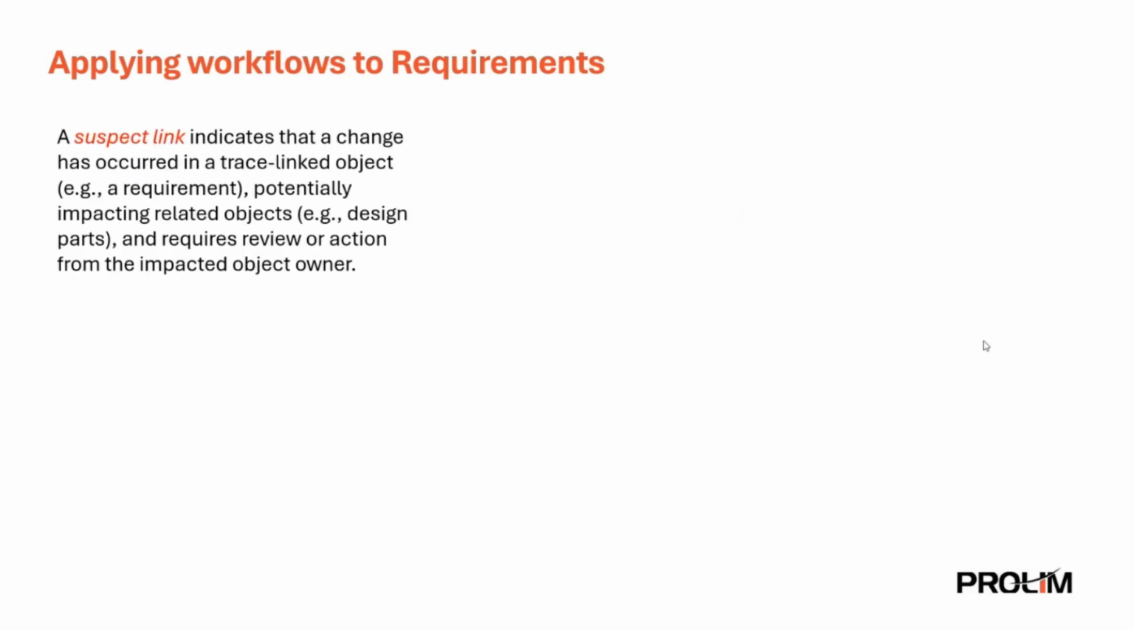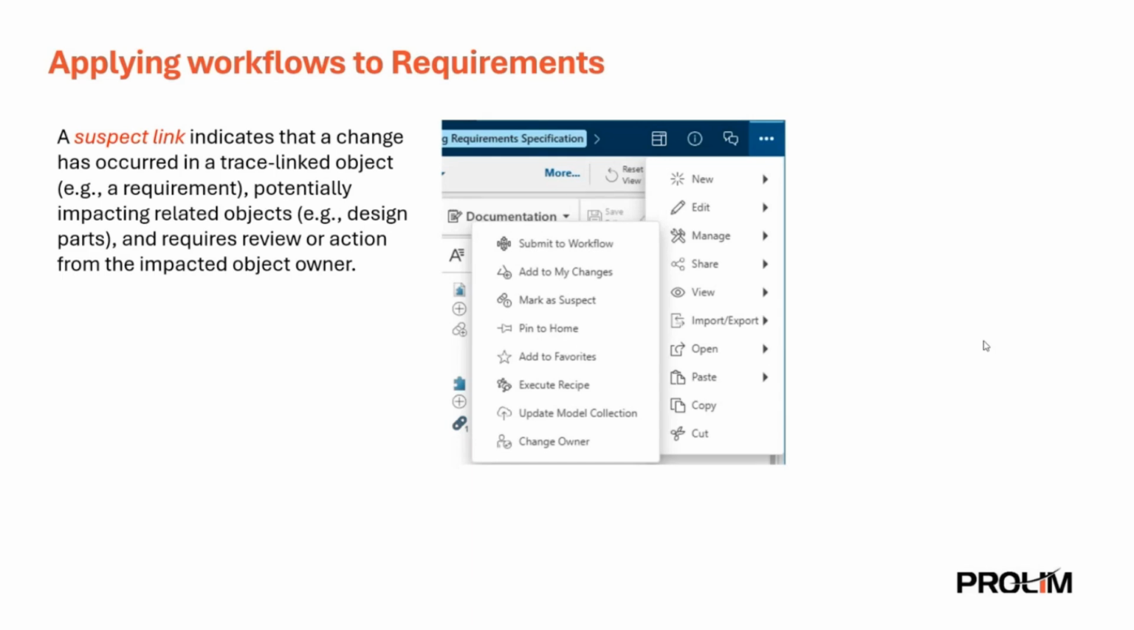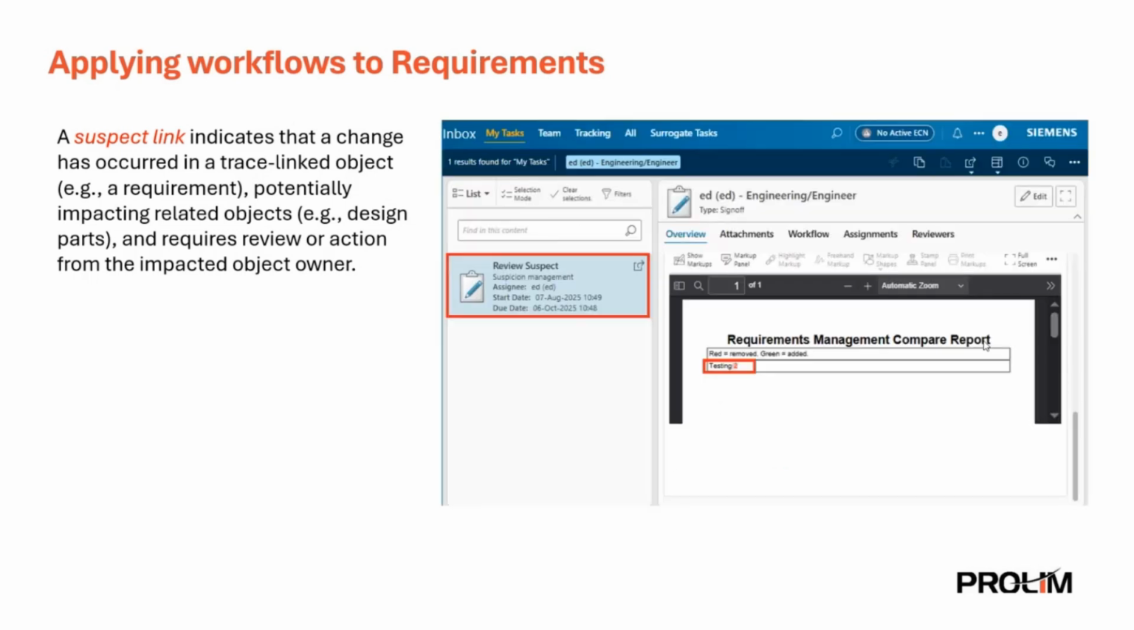Trace links connect different objects like requirements and system models, and these objects often change during the product lifecycle. So when one object changes, the people who own related objects need to be informed so they can review those changes. So this is where suspect links come in. For example, if a requirement is linked to a system model and the requirement is updated, Teamcenter will send a notification to the system model owner. This way, they know something changed and can check if it has affected their work.